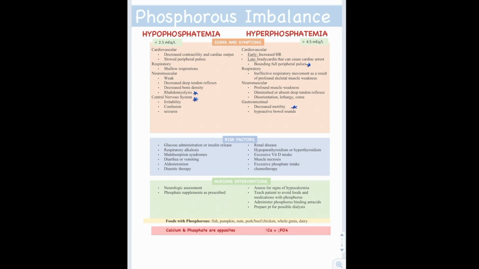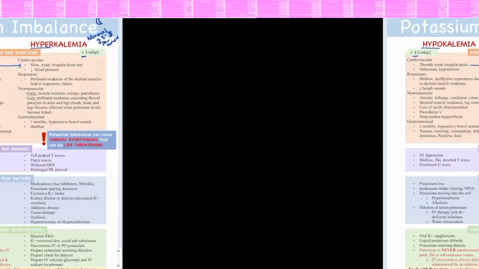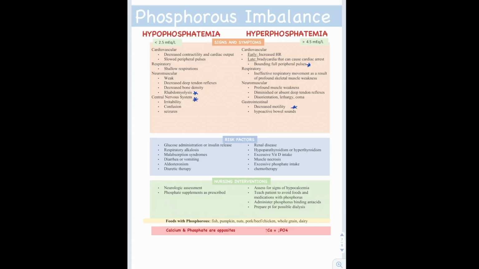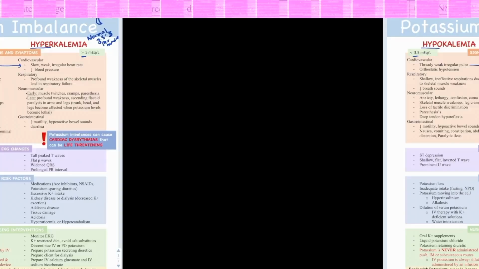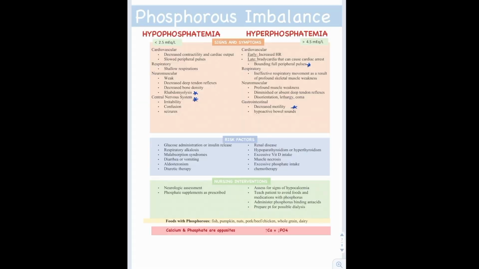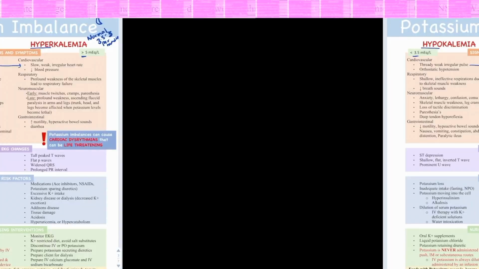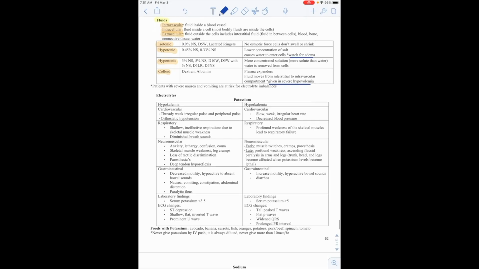And for hyperphosphatemia, assess for signs of hypocalcemia, teach patients to avoid foods and medications with phosphorus, administer phosphorus-binding antacids, and prepare the patient for possible dialysis. Foods with phosphorus include fish, pumpkin, nuts, pork, beef, chicken, whole grains, and dairy. And calcium and phosphate are opposite. So if we have high calcium, we'll usually have a low phosphate.